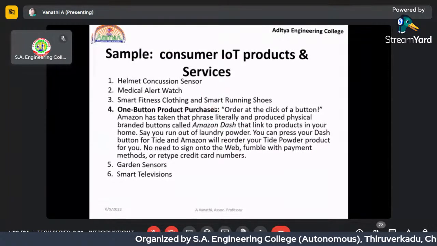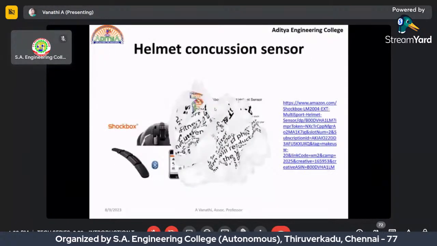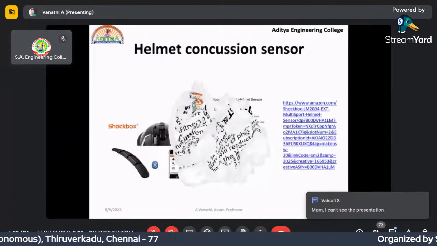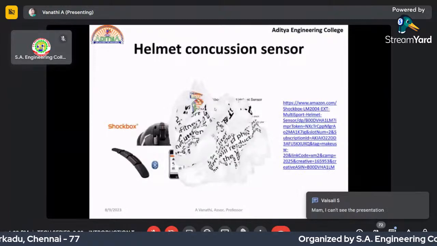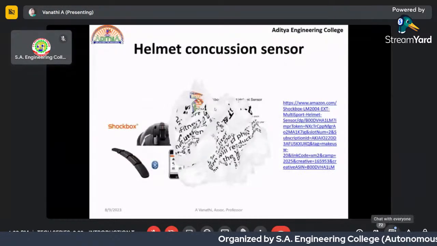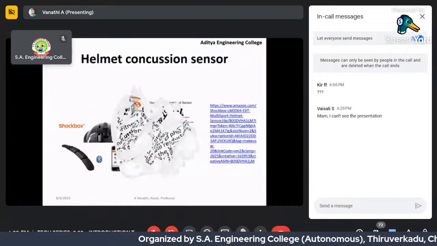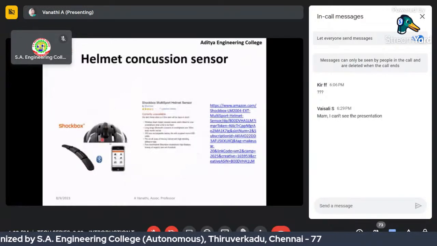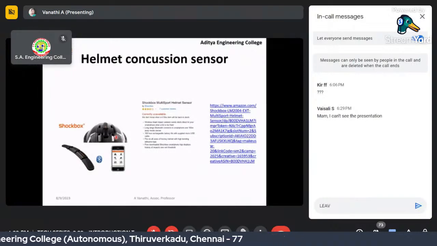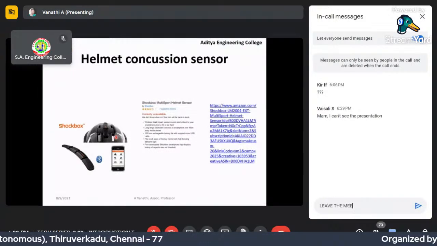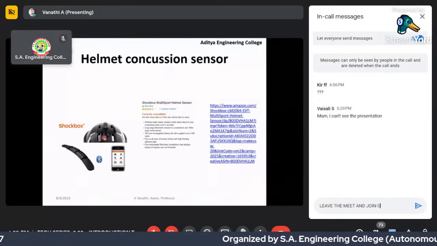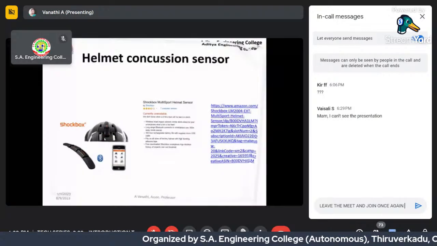So we can see a few applications. This is a helmet concussion sensor, which has been connected to the mobile app. Here it shows how the person is driving. It will detect the outside temperature, and it alerts about the environment, pollution and other things also. And it makes a person go safer while he is driving.